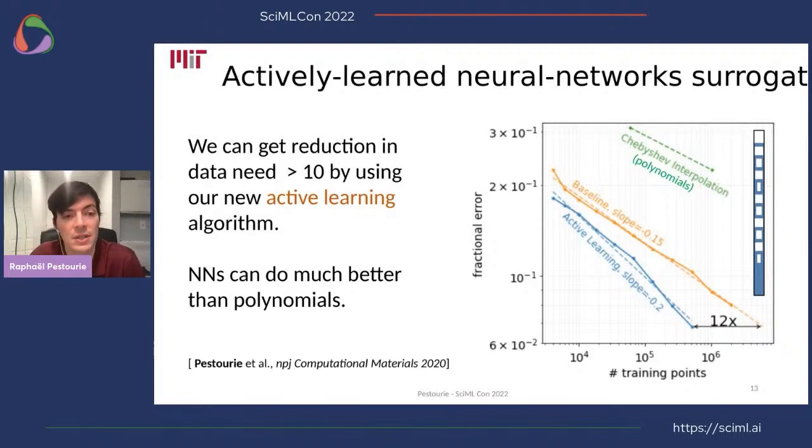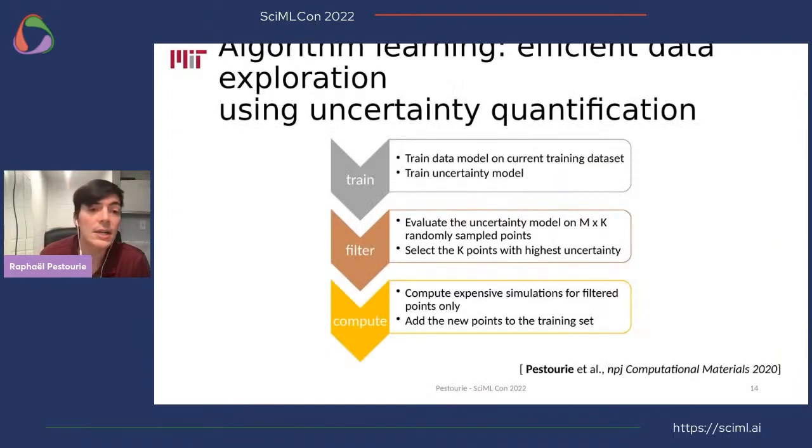And the active learning algorithm goes as follows. The training set is initialized with a few points sampled at random. And then there are three steps. A training step first, where you train your data model on your current training set. And you train another model, which is your uncertainty quantification model, which will give you an estimate of the error of your data model for your surrogate model.